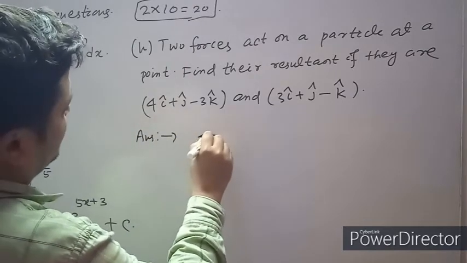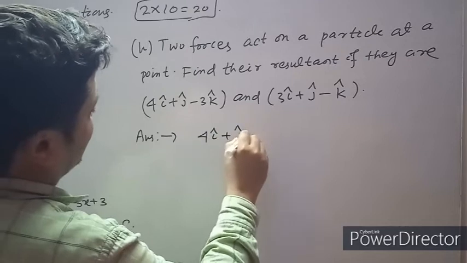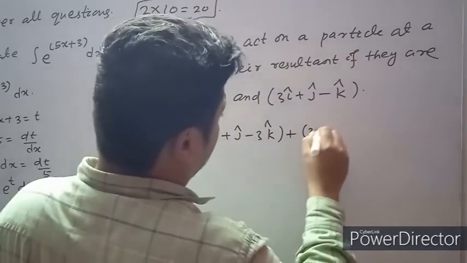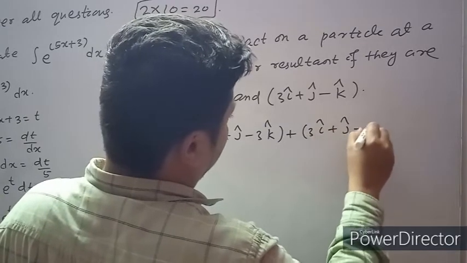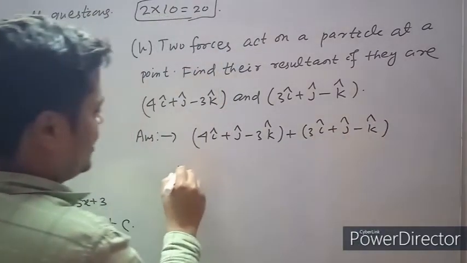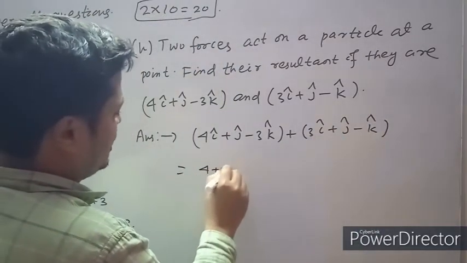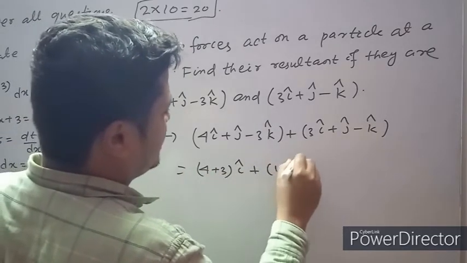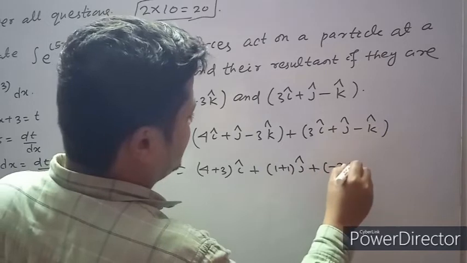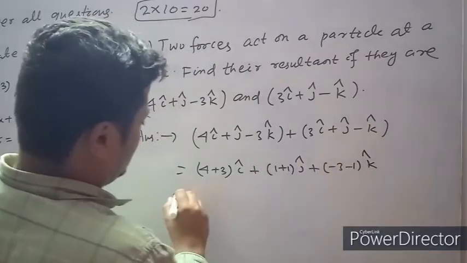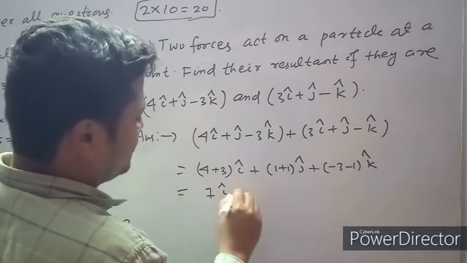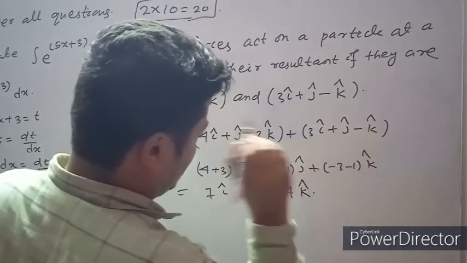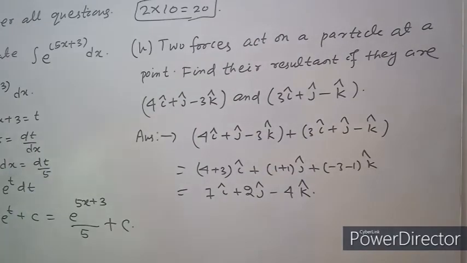So you get 4i cap plus j cap minus 3k cap plus 3i cap plus j cap minus k cap. So what you get? (4 plus 3) i cap, (1 plus 1) j cap, (minus 3 minus 1) k cap. So what you get? 7i cap plus 2j cap minus 4k cap. Right?